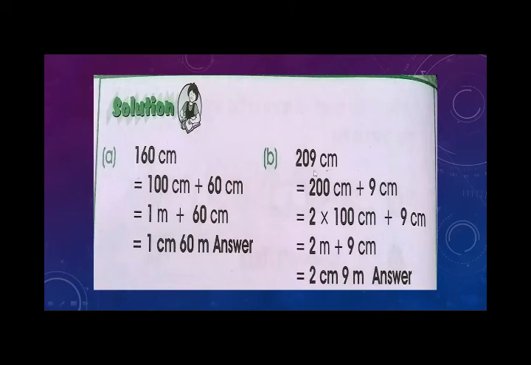209 centimeters. First of all, what you do here, you just break this number or you simply write it in expanded form. Separate 200 separately and then 9. So this is 209 centimeters. First you break 200 separately and 9 separately. You know that 200 centimeters is equal to 2 meters. So 2 meters plus 9 centimeters. So your answer is 2 meters 9 centimeters. Here centimeter and meter are written mistakenly.